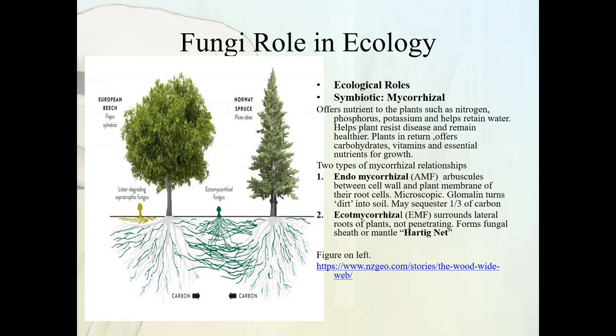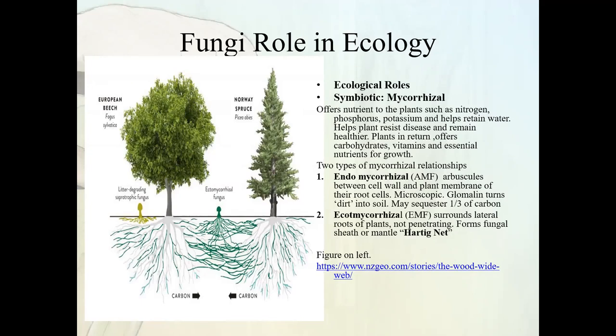And there's two types of mycorrhizal fungi. There's the endomycorrhizal, and these live between the cell wall and the plant membrane of the root cells. So they're really super connected. They produce glomulin, which turns dirt into soil. So without these mushrooms, you wouldn't have farming. And they sequester up to 1/3 of carbon. And these you really won't see.